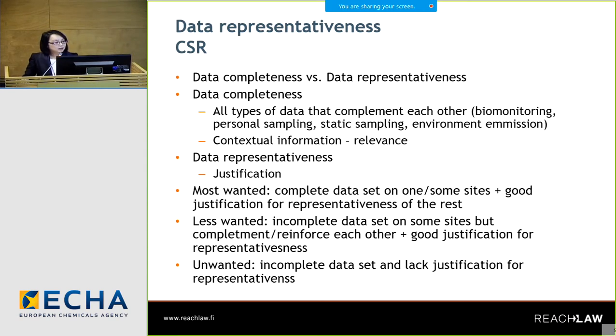And then when you have a group of data, you also have to be able to demonstrate that the data you are showing is representative for the whole group of downstream users.